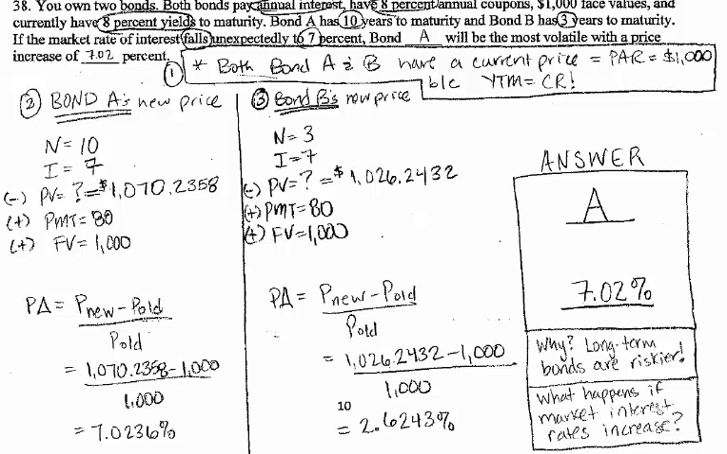Well, remember, longer bonds just have more inherent risk in them. A lot can change, okay, over that longer period of time. So they're going to be more volatile either way, and that's something that you should really understand. Whether the interest rates go up or they go down, bond A is going to be the most volatile. Okay, so keep that in mind for the exam.